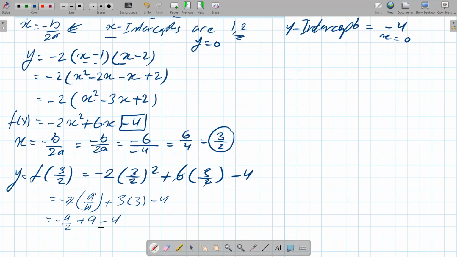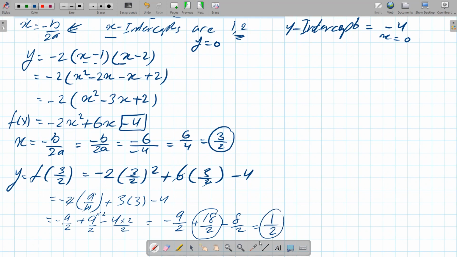If we need to add or subtract fractions, we put the denominators in the common form, right? Then we multiply by 2 over 2 to find the final fraction. Negative 9 over 2 plus 18 over 2 minus 8 over 2. Negative and negative becomes negative 17 over 2, and here we have 18 over 2 with a positive sign. Then 18 minus 17 becomes 1 over 2.